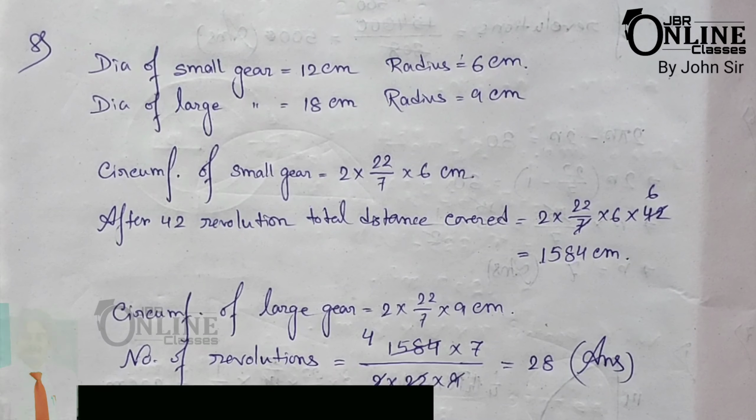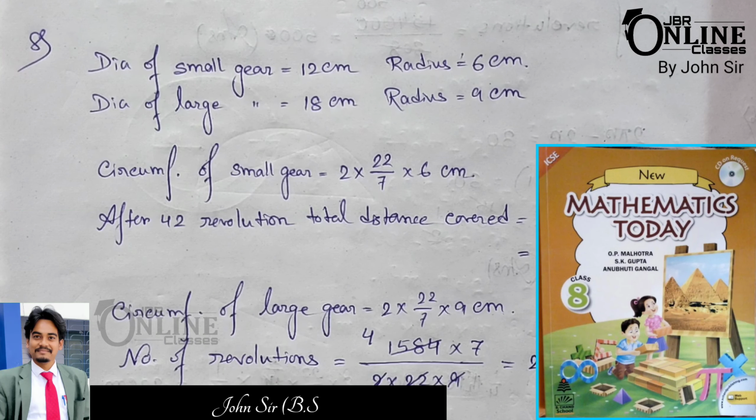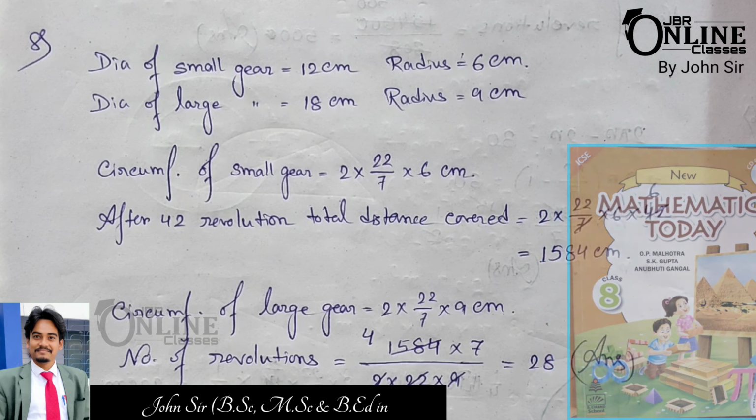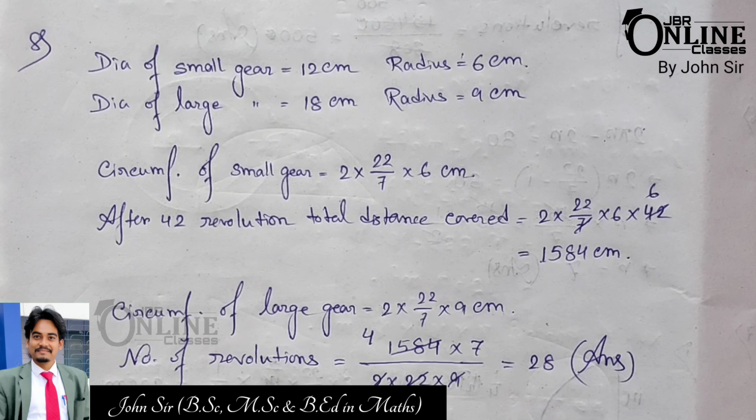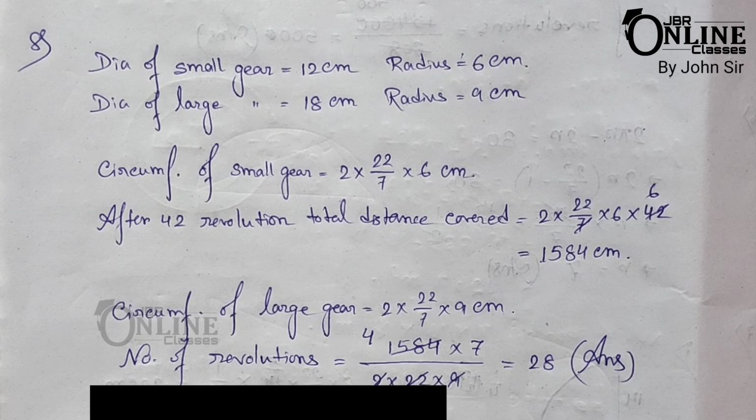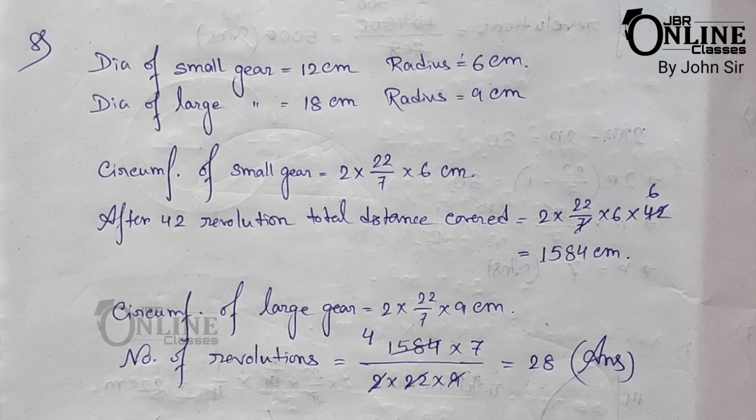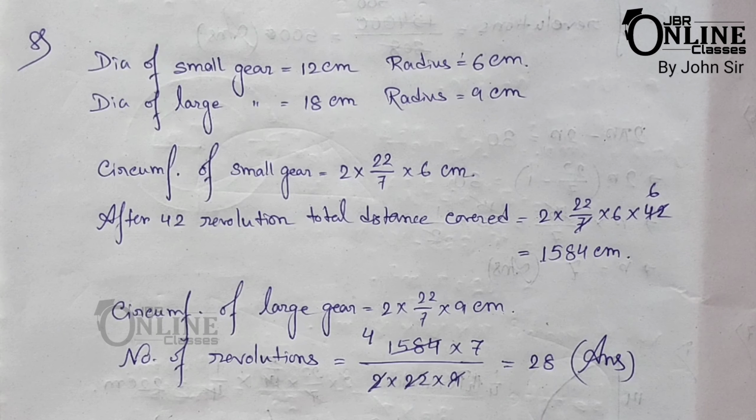Hello everyone, so this is the next part from exercise 26, sum number 8. A gear 12 cm in diameter is turning a gear 18 cm in diameter. When the smaller gear has 42 revolutions, how many revolutions has the larger one?